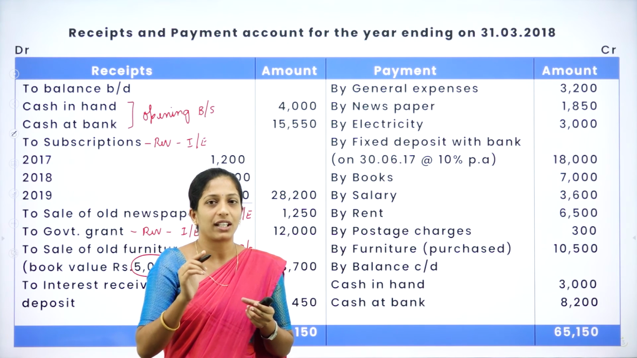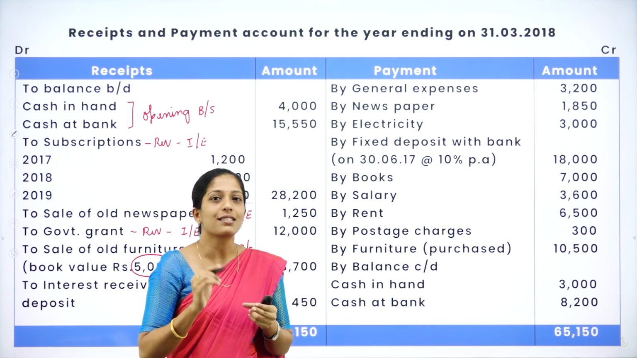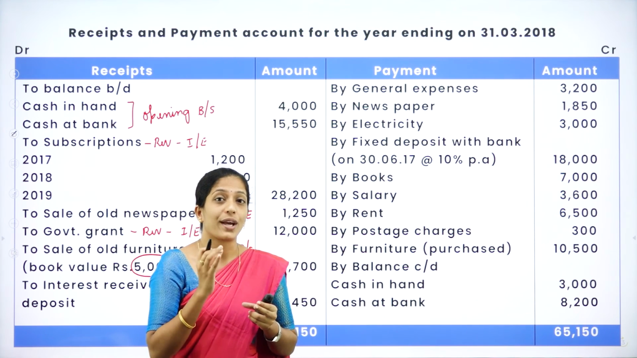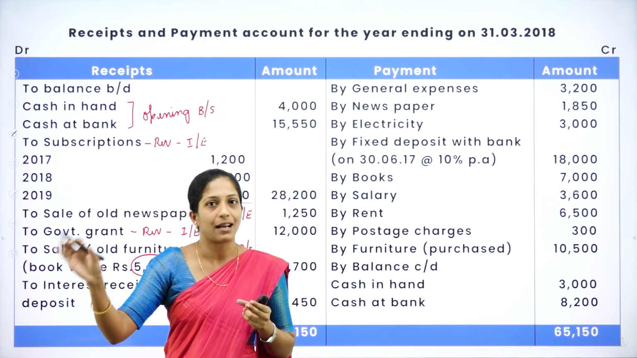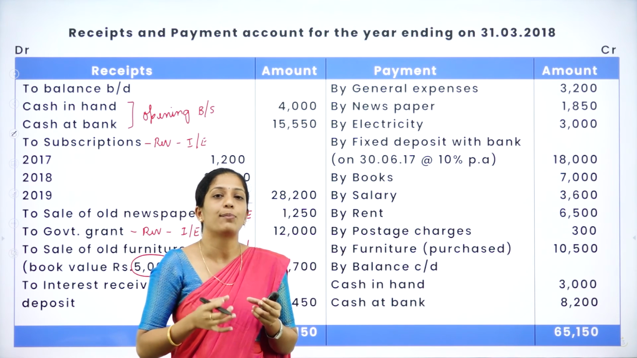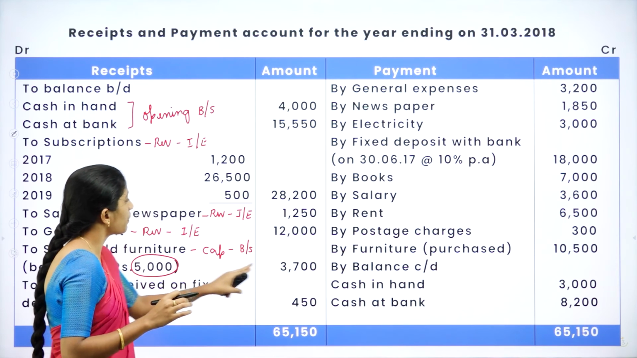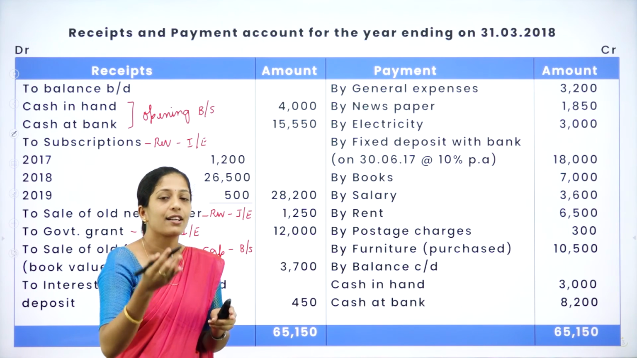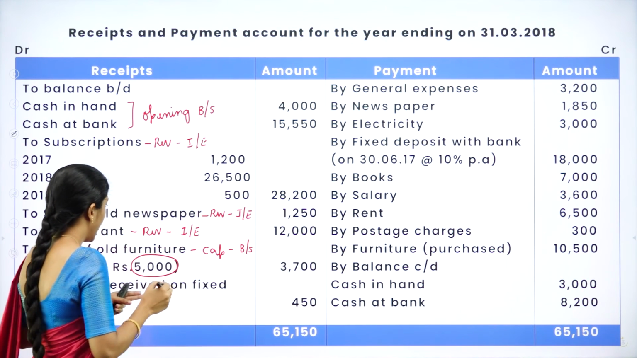Now 5,000 worth of furniture has been sold for 3,700. So what does it mean? Have they sold at profit or loss? So it is a loss, right? So this is the loss on sale of furniture. Sale of furniture is a capital item, it comes under the balance sheet, but loss or profit on sale of furniture comes under the income and expenditure account. That is 5,000 minus 3,700. The difference you get is a loss, so it comes under the income and expenditure account.